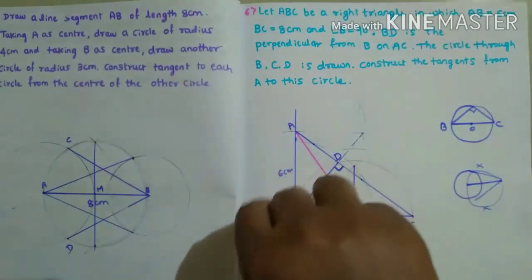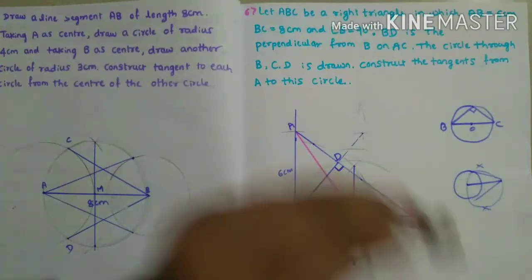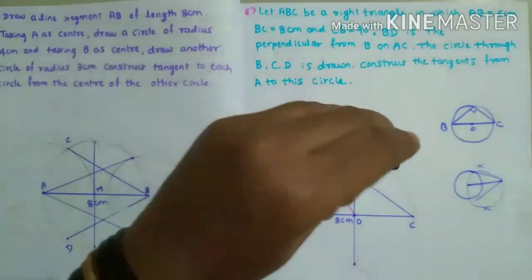It is not intersecting. Here it is intersecting. Once again I will draw it. Here it is coming.